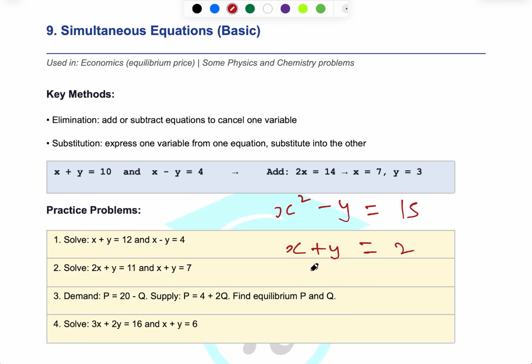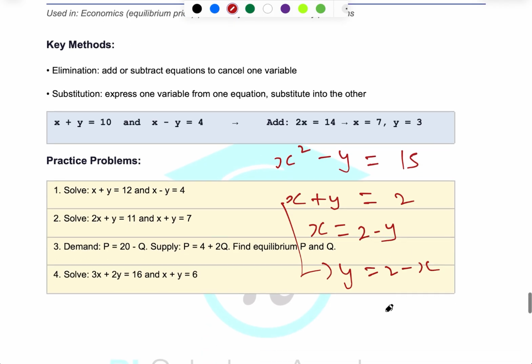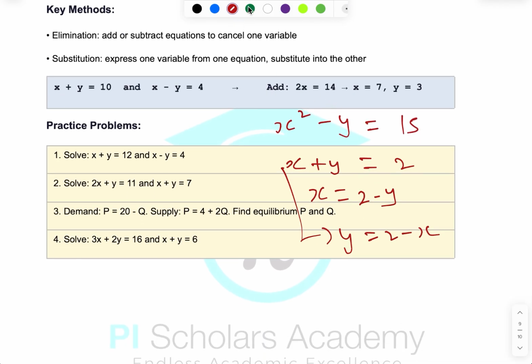In this case now, you can just say x equals 2 minus y by taking y to this side. Or you solve for y instead, y will be 2 minus x. So that implies that anywhere you see y, you can always replace it with 2 minus x in the first equation. And that's going to be x squared minus, so what is y now? y is 2 minus x.